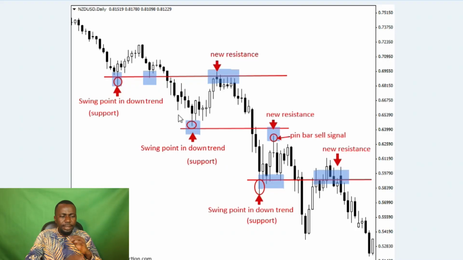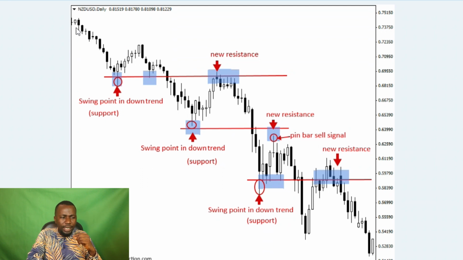Let me give you another example. Now this is clearly a downtrend, right? This is clearly a downtrend, and like I told you, the point where price reverses becomes either a support or resistance level. Like now, this is a downtrend. You can see clearly that this is a resistance level. Formerly it was a support level because price got to this level and then reversed up, right?